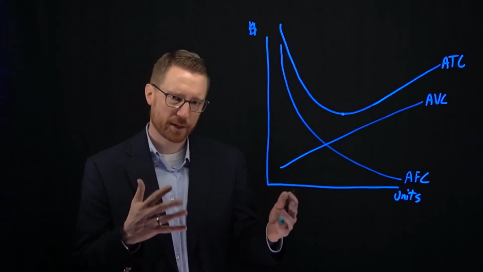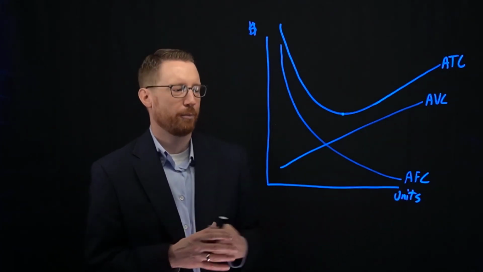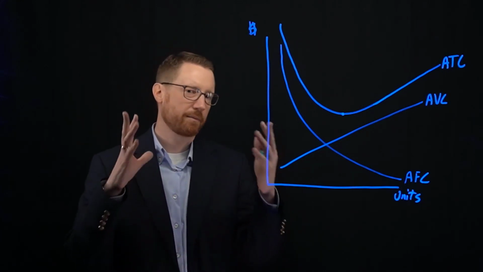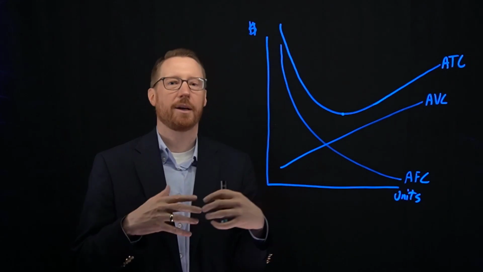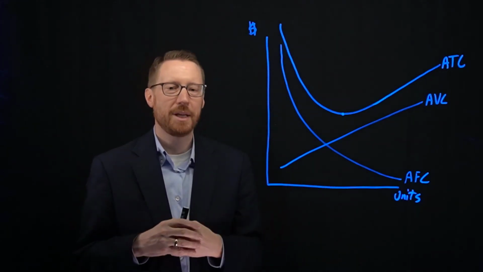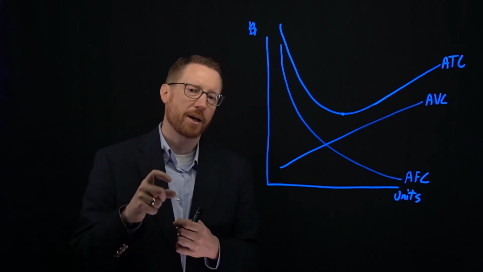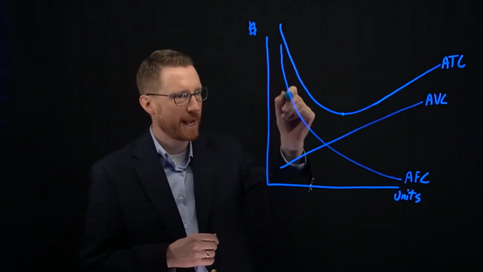So average fixed cost decreases as the quantity of output increases, as the number of units increases, right? We just take, say, a firm's rent, and we divide by the number of units. Well, as they produce more units, that means that the average rent per unit, or the average fixed cost per unit of output, is decreasing. So that's this curve.